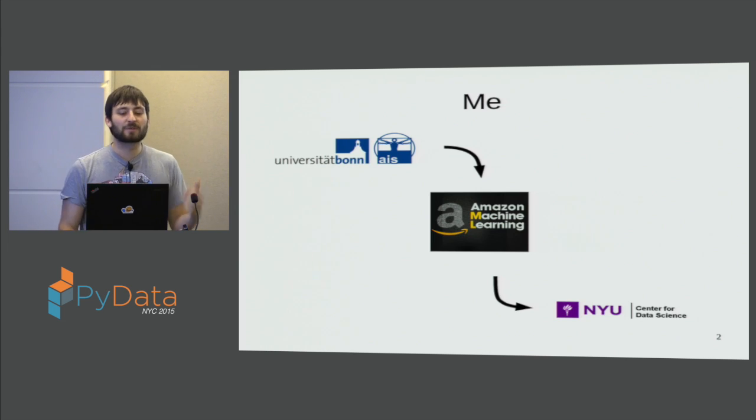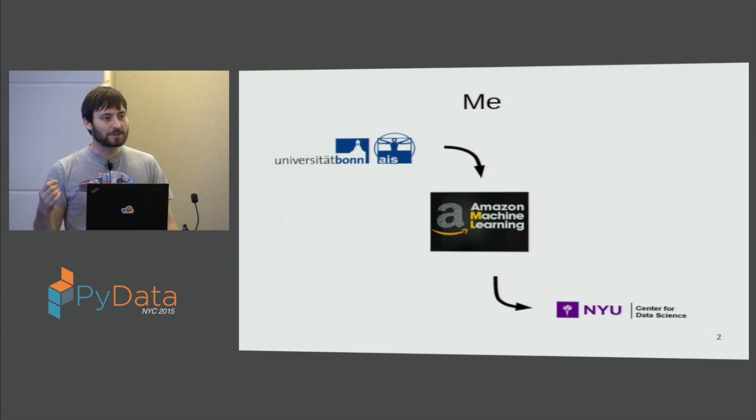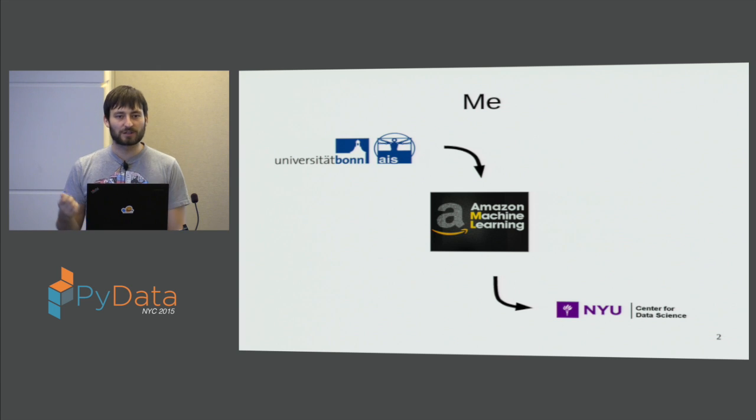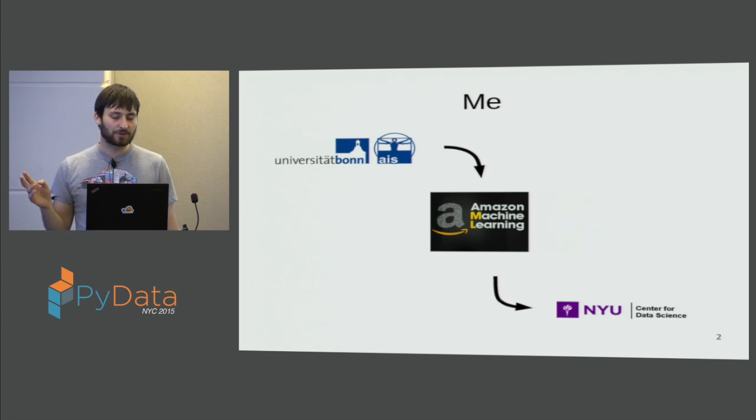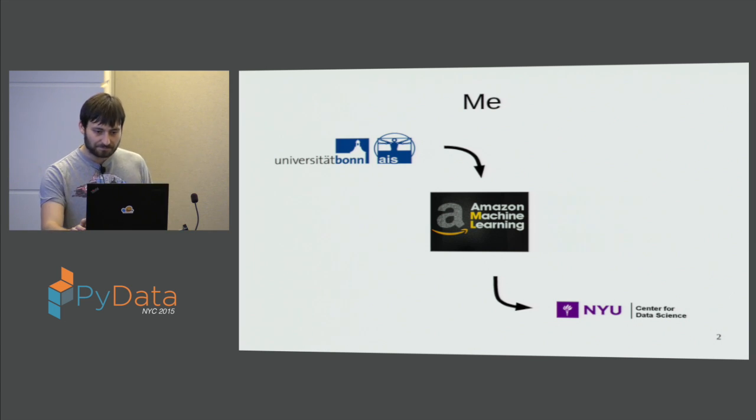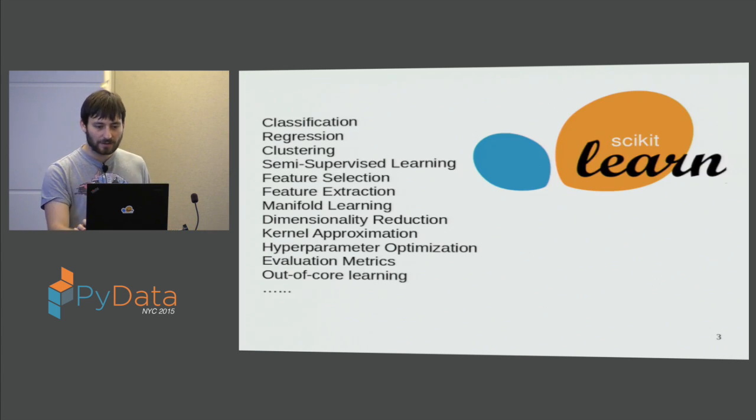To start off, a little bit about myself. I did my PhD in Germany at the University of Bonn in computer vision and machine learning. I went to Amazon Machine Learning in Berlin for about a year. And now, since the last year, I'm at the NYU Center for Data Science. I think since my PhD days, I've been a contributor to Scikit-learn. And now I'm lucky that I can do this full time. So NYU pays me to work on Scikit-learn nearly all of my time.